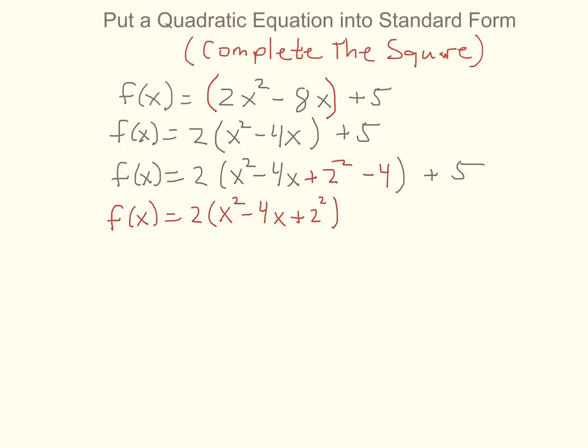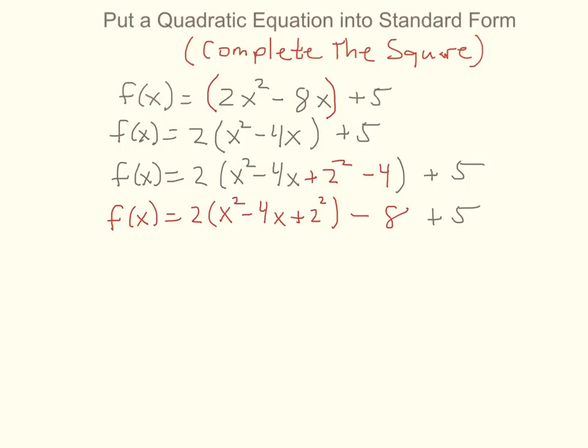But now it's going to be minus this 2 here has to multiply that 4 too. So it's going to be minus 8. And then we'll still have the plus 5. Okay. Make sure you are comfortable with where that minus 8 came from. You're getting that because this 4 is being multiplied by that 2. So when I take the 2 times the negative 4, that's giving me that negative 8 there.